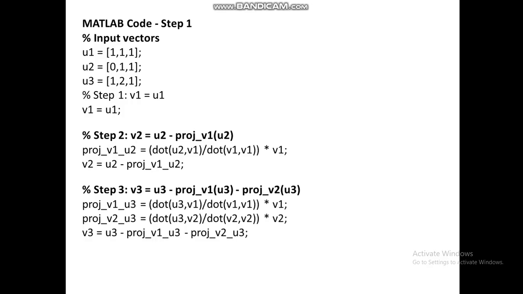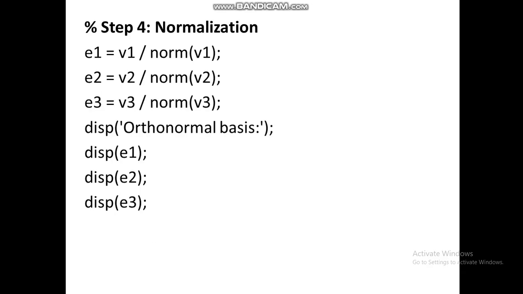Next step is we need to write the formula: v2 is equal to u2 minus the projection of u2 onto v1. So it is the dot product of u2 and v1, divided by the dot product of v1 and v1, times v1. Step 3 is to find v3. Next, step 4 is we need to do the normalization.